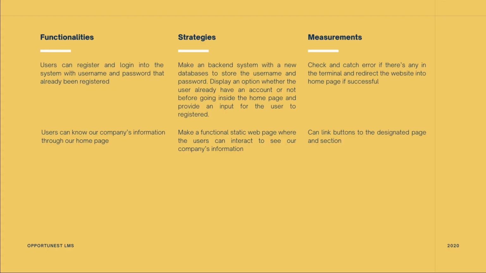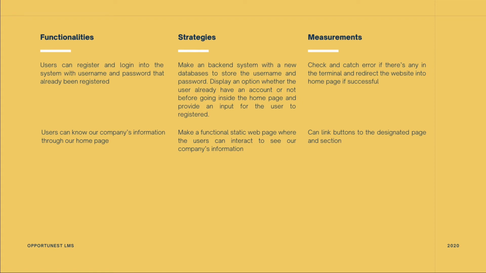The 4th objective, we make sure that the user can register and log in into the system with username and password that already been registered. The strategy is that we make a back-end system with a new database to store the username and password. Display an option whether the user already have an account or not before going inside the homepage, and provide an input for the user to register. We measure it with check and catch the error if there's any in the terminal, and redirect this website into homepage if successful.